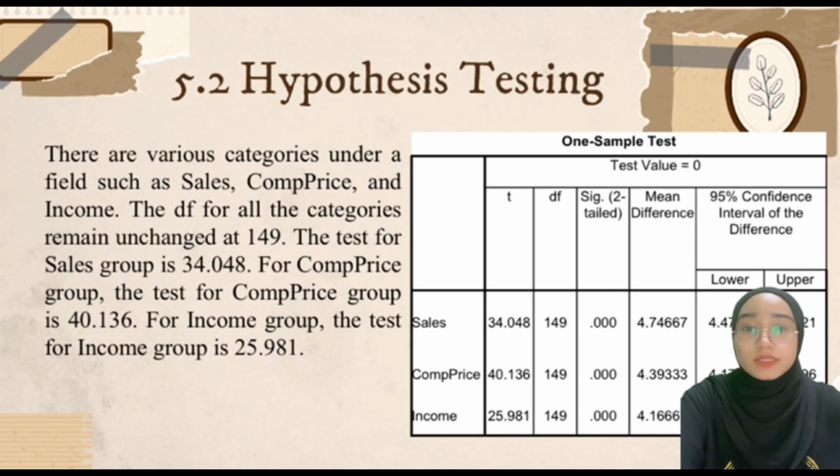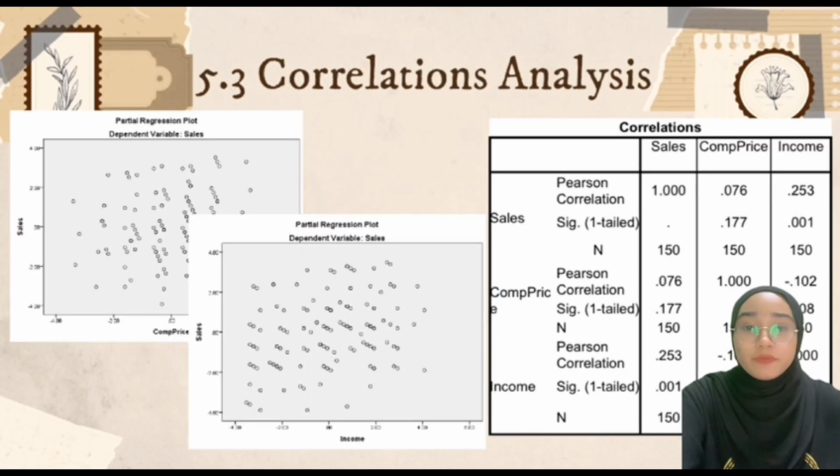5.2 Hypothesis testing. So this is the table of the one sample test. There are various categories under a field such as sales, comprise, and income. The DF for all the categories remains unchanged at 149. The test for the sales group is 34.048. The test for the comprise group is 40.136. And the test for the income group is 25.981.